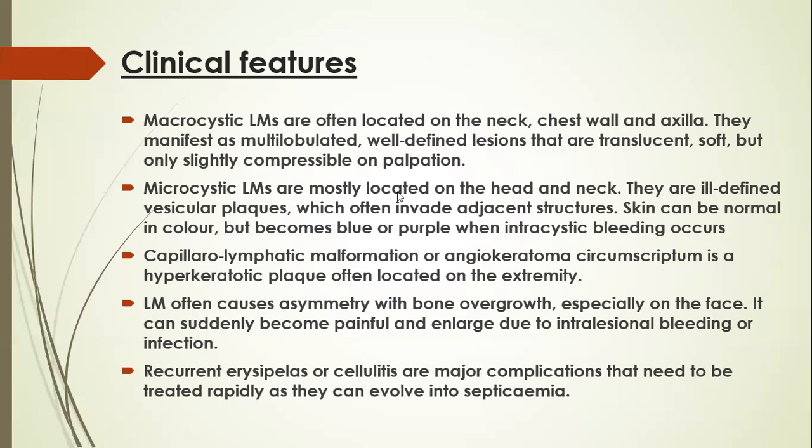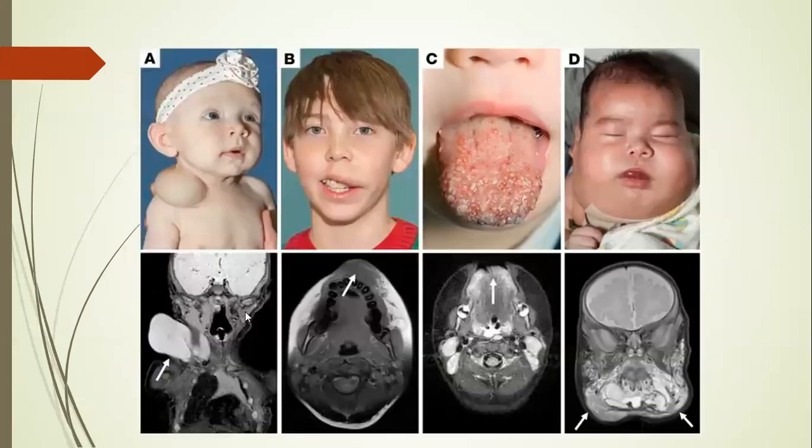The microcystic lymphatic malformations are mostly located on the head and neck. They are ill-defined vascular papules, which often invade adjacent structures. Skin can be normal in color but becomes blue or purple when intracystic bleeding occurs.